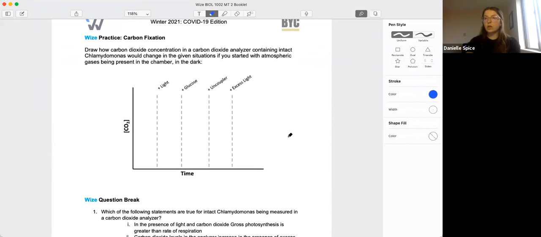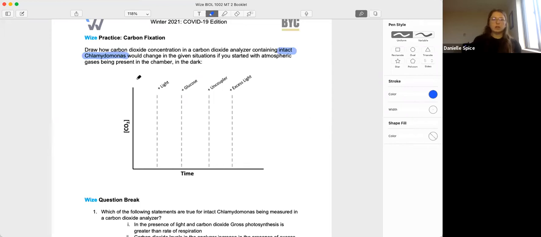So similarly to before, let's think about this same idea of adding all of these different things, and how would this change the carbon dioxide concentrations in a carbon dioxide analyzer. So in this one, we're looking at intact Chlamydomonas. So remember, if we're looking at intact Chlamydomonas, we can undergo both photosynthesis as well as cellular respiration. And we're going to start with just atmospheric gases being present in the chamber in the dark.